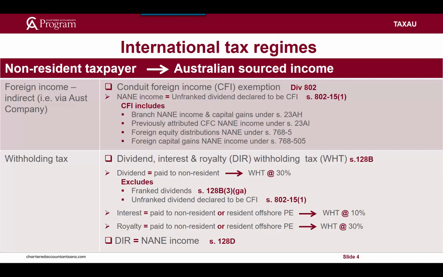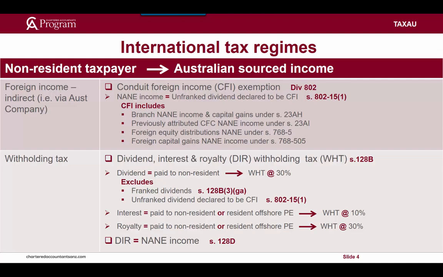The second regime applicable to non-residents is the dividend, interest and royalty withholding tax rules in Section 128B. Under these rules, the payer is required to withhold a prescribed amount of tax before a payment is made to a non-resident taxpayer or offshore branch of an Australian resident company. The income is then treated as non-assessable, non-exempt income of the recipient under Section 128D.